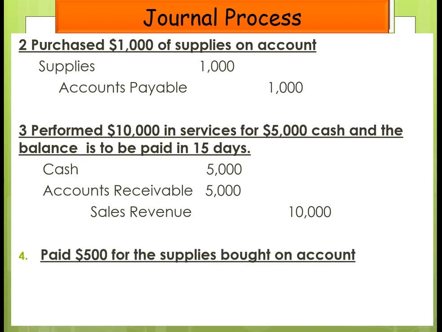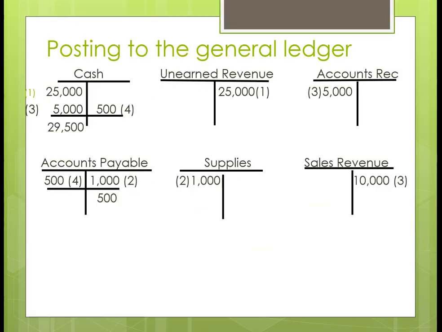Next, we paid $500 for the supplies bought on account. So now what we've done is we have reduced our accounts payable and we have reduced our cash. So accounts payable is going to go down by $500 and cash is going to go down $500. So now let's look at what this looks like when we post it to our general ledger.